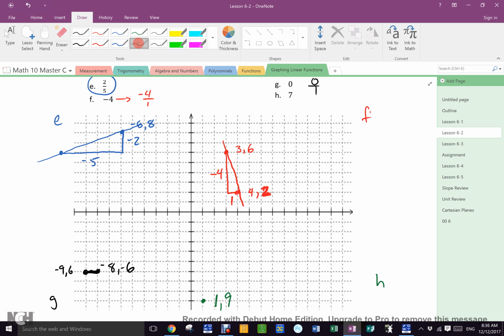And my last one should be 7 over 1. It's positive, so I'm going to go up 1, 2, 3, 4, 5, 6, 7 over 1 to get 2, -2, with a rise of 7 and a run of 1. Was everyone able to do that before I did it?